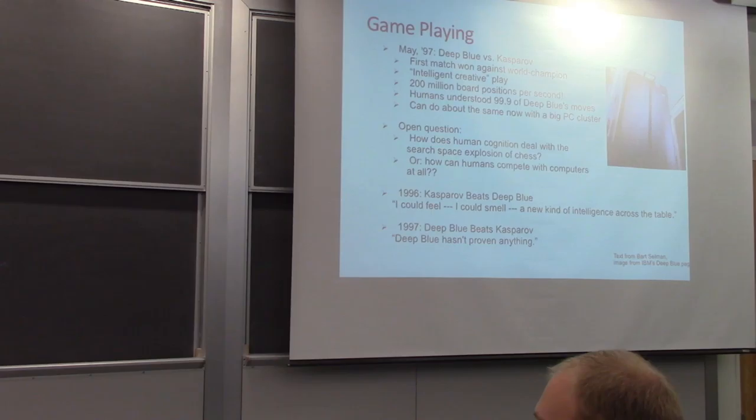So another really big part of AI that did finally get solved, 40 or 30 years after it was first talked about, was playing chess. Deep Blue claimed to have intelligent, creative play. It was processing 200 million board positions per second. And humans understood most of what Deep Blue was doing. We can get similar performance with much smaller computers now, but in no way is the way this computer was solving chess the way a human solves it.